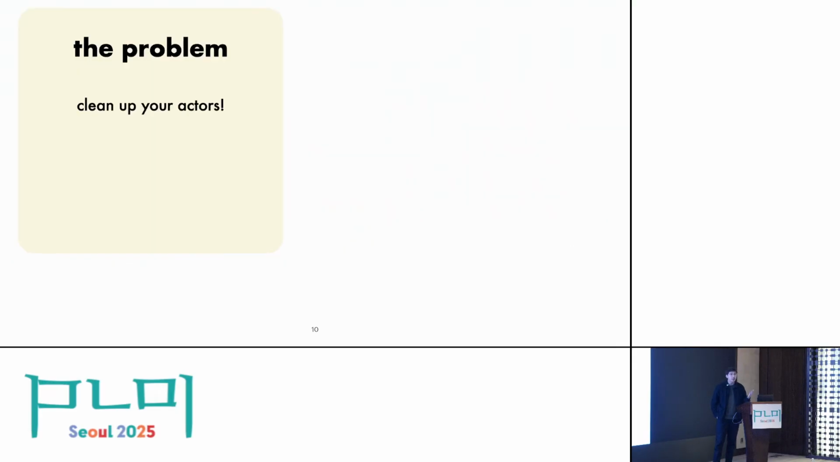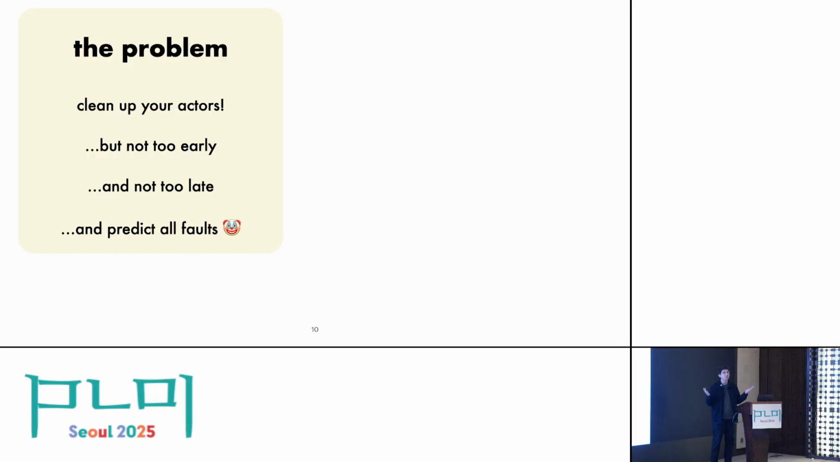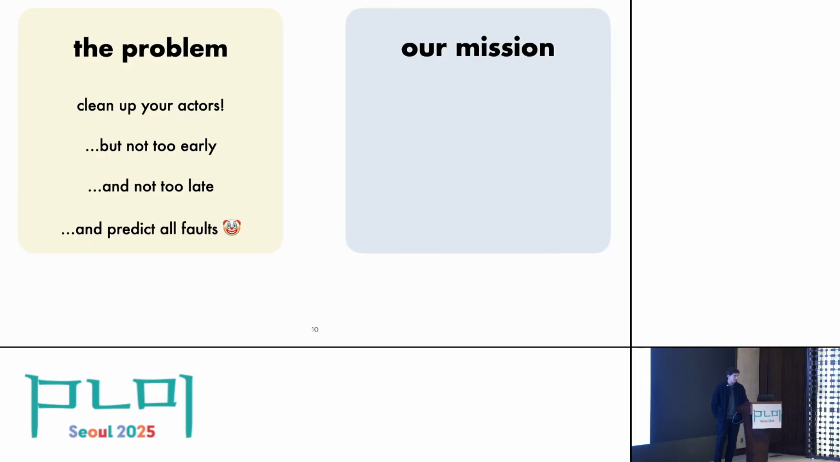So the problem is basically you have to clean up these actors, you have to kill them, but you don't want to do it too early, you don't want to do it too late, and you somehow have to predict all possible failures that could ever happen, which is quite a task.